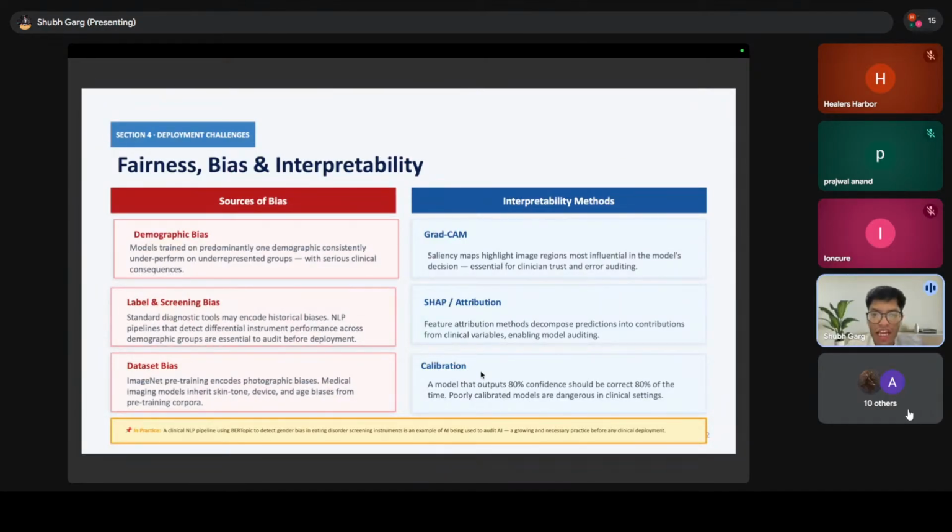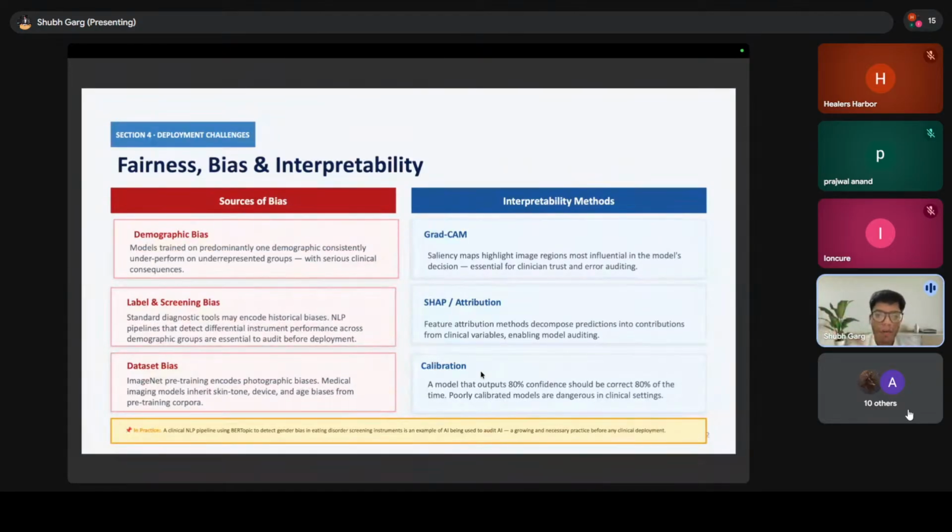On the interpretability side, Grad-CAM gives a saliency map that shows which image regions drive the prediction. SHAP values decompose the prediction into feature contributions. Calibration testing tells us whether the model's confidence scores are trustworthy or not.